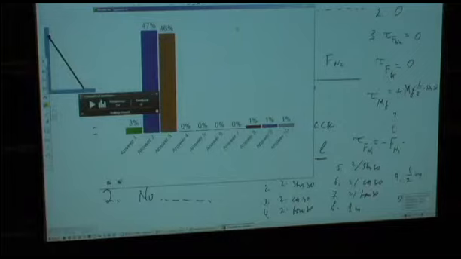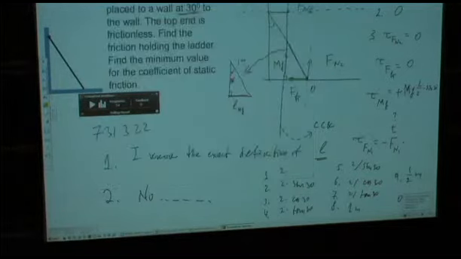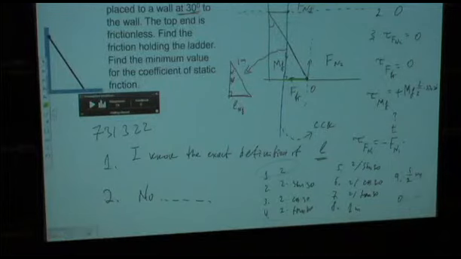We have two competing answers, number 2 and number 3. Well, first of all, it's a very good thing that almost nobody had chosen 2 meters, because clearly the ladder doesn't represent the lever arm.